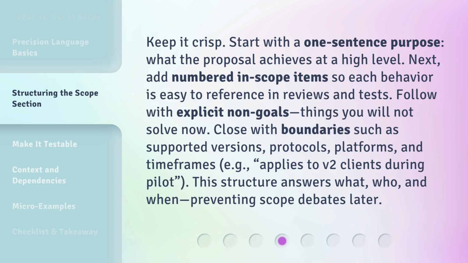Keep it crisp. Start with a one-sentence purpose. What the proposal achieves at a high level. Next, add numbered in-scope items, so each behavior is easy to reference in reviews and tests. Follow with explicit non-goals, things you will not solve now. Close with boundaries such as supported versions, protocols, platforms, and timeframes, e.g., applies to V2 clients during pilot. This structure answers what, who, and when, preventing scope debates later.